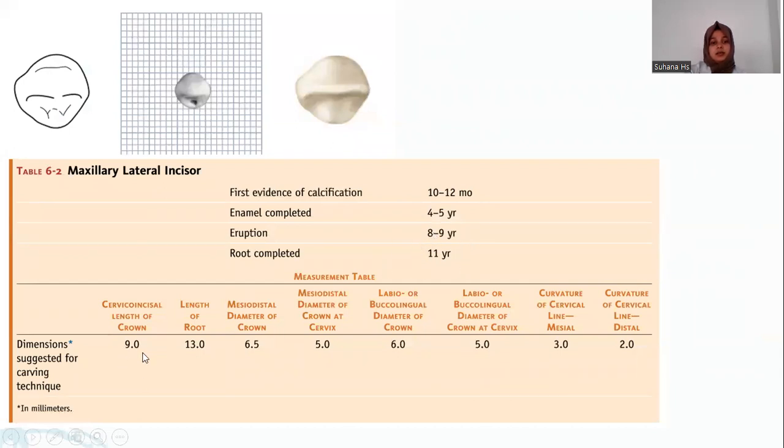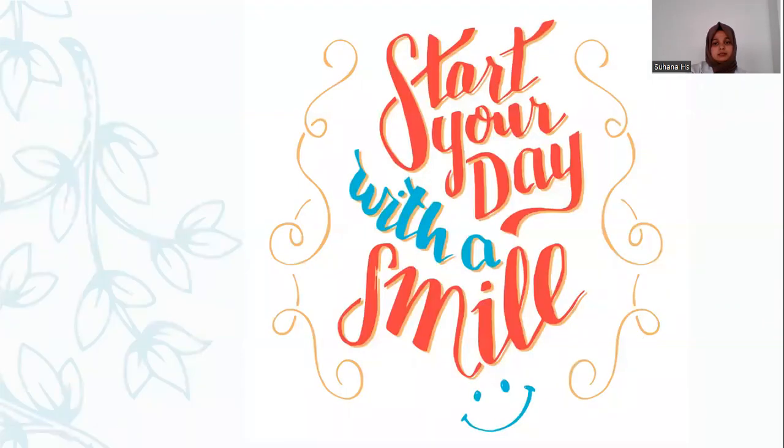The dimensions of the lateral incisor: the crown length is 9, the root length is 13, the mesiodistal diameter at the crown is 6.5, at the cervix is 5, and the labiolingual or buccolingual dimension is 6 at the crown and 5 at the cervix. Curvature is 2 to 3 mm less than that of the centrals.